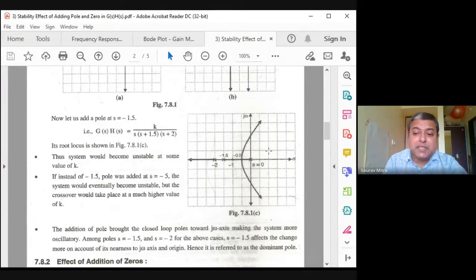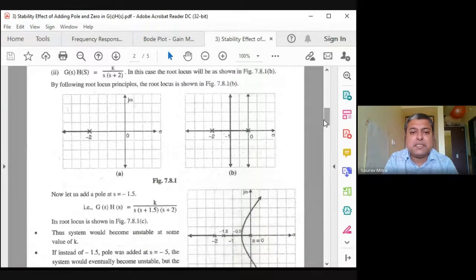As k marginal is reducing, it means the whole system is going more and more towards instability. That is what you have to find by using MATLAB. Here, you have to generate four such diagrams. For the first case, I will give you all those four GSHS. I think I have given them already in that lecture.